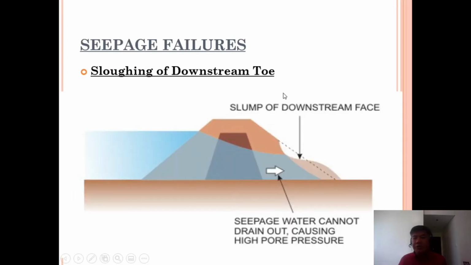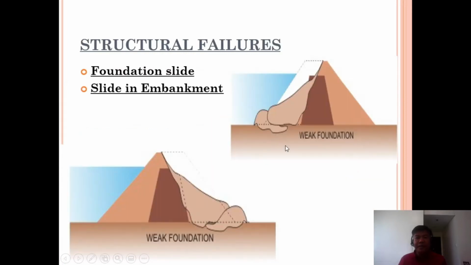So sloughing downstream of the two. Of course, because of the pressure of this seepage, there is a slump at the downstream phase. So this is also a failure. Water cannot drain out, causing high pressure in this area.